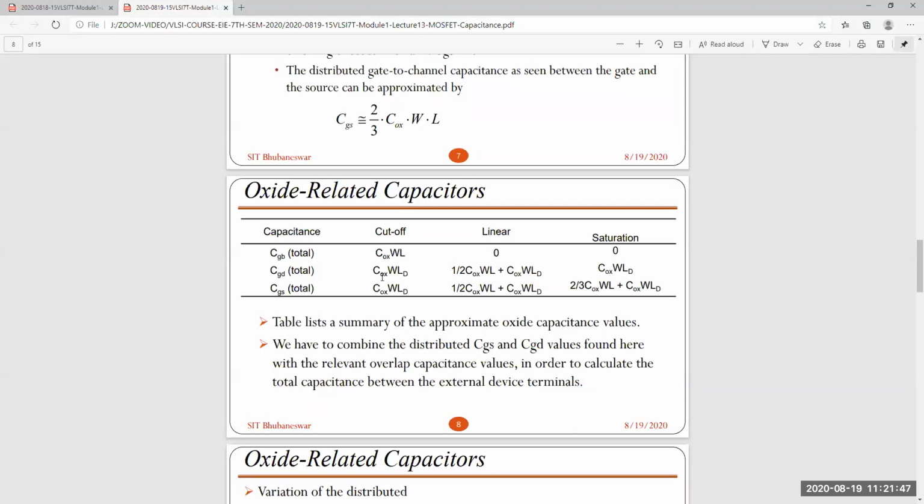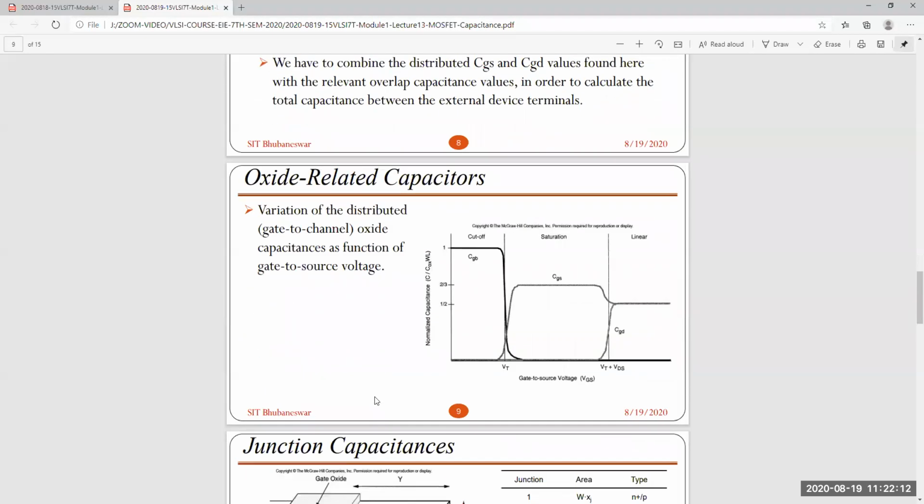CGD is overlap. Due to this overlap, this is at linear, it is 0. CGB is 0 because there is a channel, so it will be shielded. So no bulk capacitance will get to bulk in linear or saturation. So in linear CGD is half, and this is 2/3.